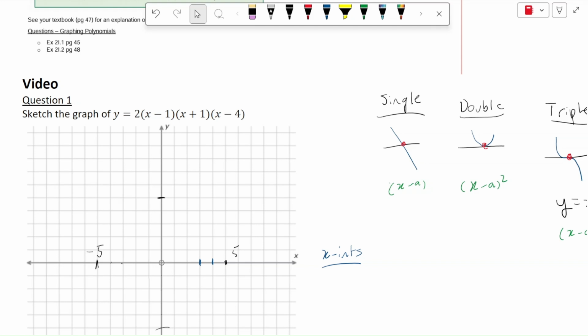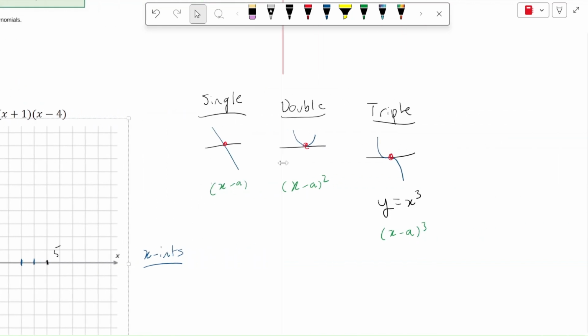In this video, we'll look at graphing polynomials. Really important when we're graphing polynomials, you can pretty much read the x-intercepts off the factorized form of the polynomial. And if you ever have brackets that are squared or cubed, they should look like this. So singles cut straight through the axis, doubles sort of touch the axis, and then triples go flat and then straight back down on the axis.